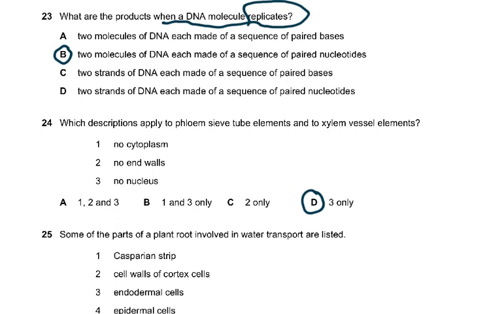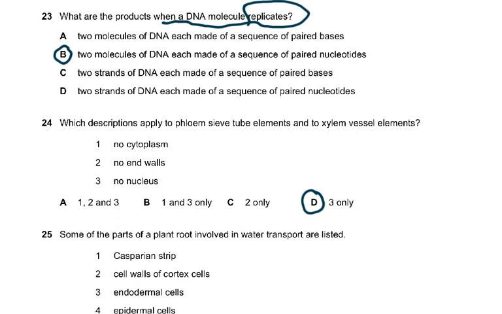Then coming to question number 23, what are the products when a DNA molecule replicates? Two molecules of DNA each made of a sequence of paired bases. Two molecules of DNA each made of a sequence of paired nucleotides. Two strands of DNA each made of a sequence of paired bases. Two strands of DNA each made of a sequence of paired nucleotides. So the answer to that was B, two molecules of DNA, each made of a sequence of paired nucleotides.